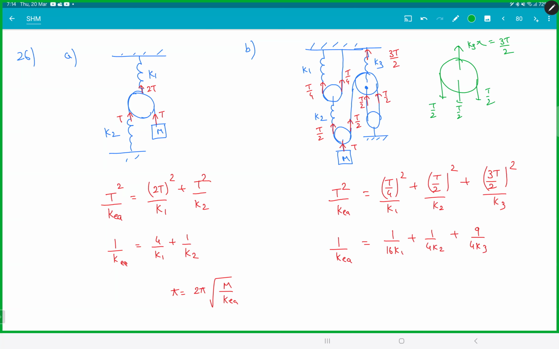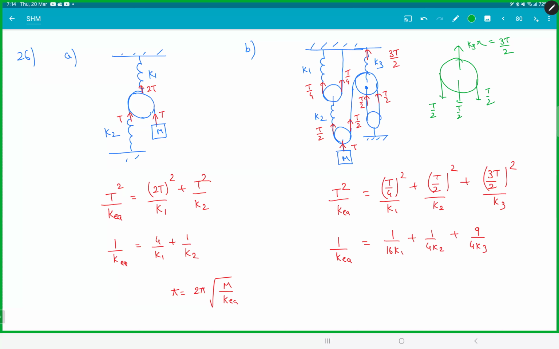Now, if you try to do this normally, it's a mess. You will say, let the block be pulled down by X, then K1 will stretch by X1, K2 will stretch X2, K3 will stretch X3, and then you have to find the relation between X1, X2, X3. You have to use constraints and force equations. You will get it, but it will be quite long. This will save you time. Any doubts on this?